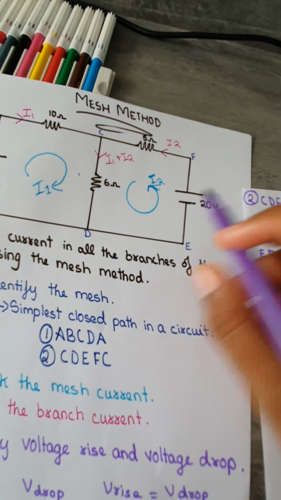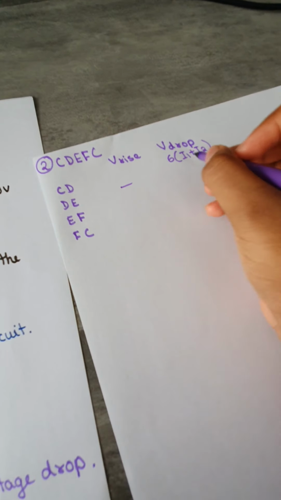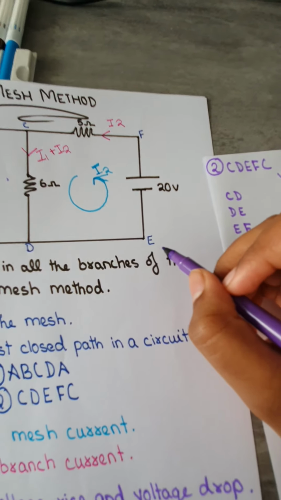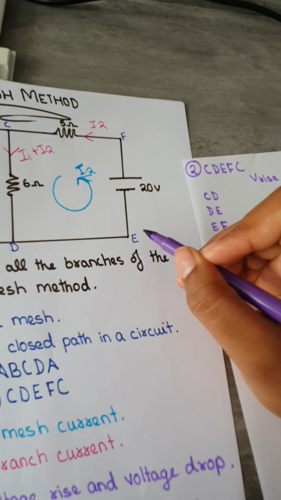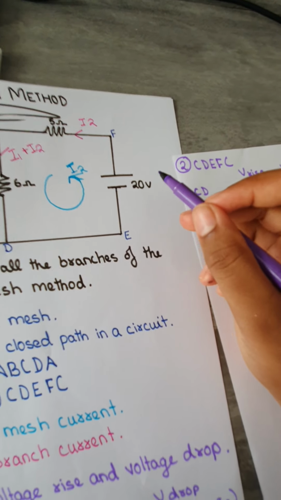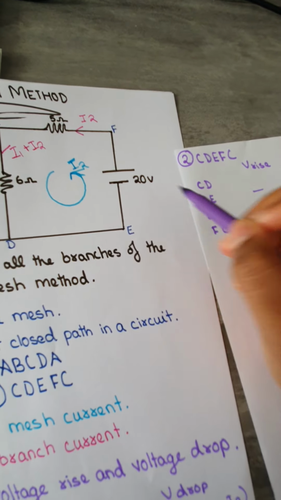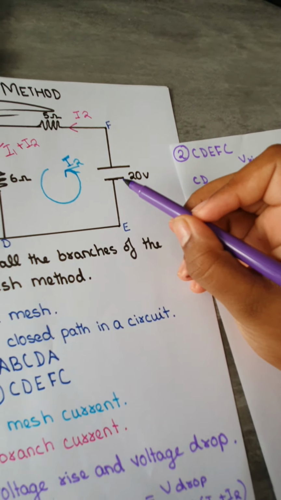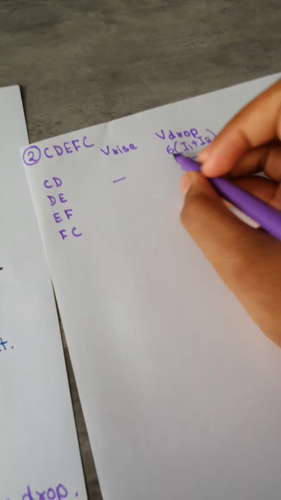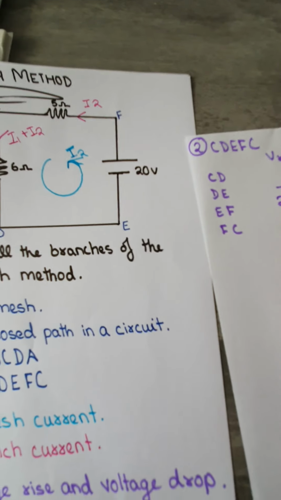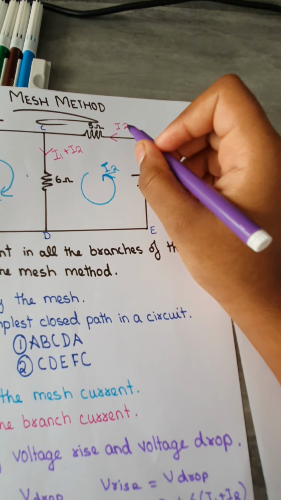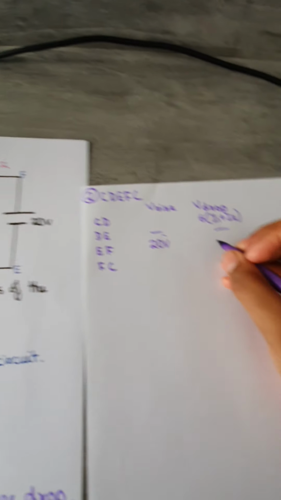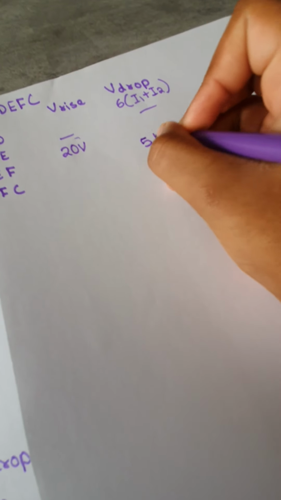And now D to E. There's nothing, so you can just give a dash or leave it empty. Now E to F. It's a voltage source, and in a voltage source, if we are moving from positive to negative, then voltage drop. If moving from negative to positive, then voltage rise. Moving from E to F, we are moving from negative to positive, so that is voltage rise. So E to F is 20 volt. Next is F to C. We are moving along with the current direction, that's I2. It's 5 ohm there, so the voltage will be 5 I2.